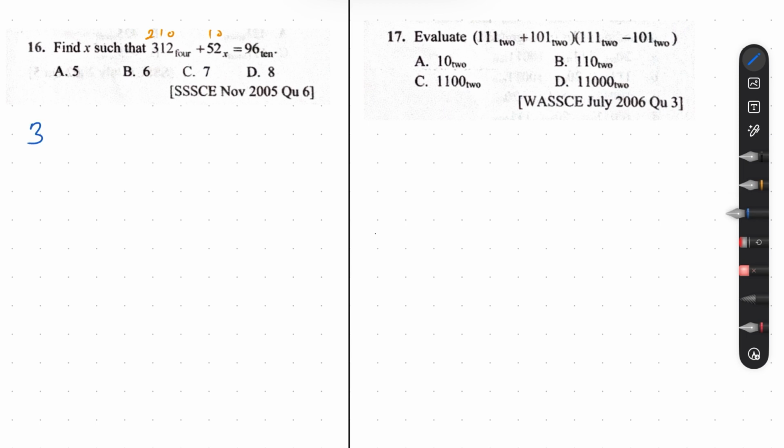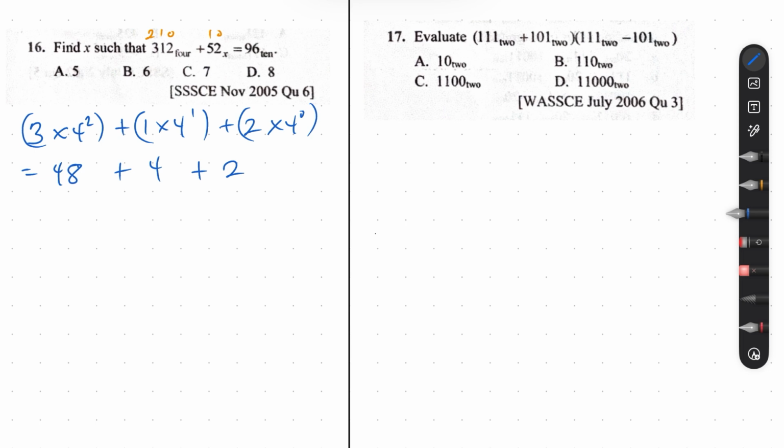That will be 3 times 4 to the power 2 plus 1 times 4 to the power 1 plus 2 times 4 to the power 0. That will give us 3 times 16, that will be 48, plus 4 plus 2. So that will give us 54. Okay, cool. That's for the first part.